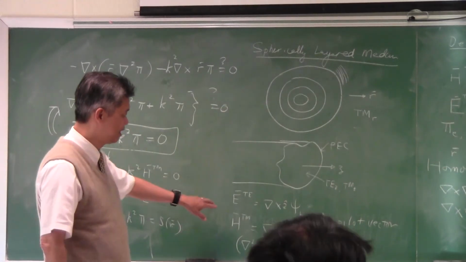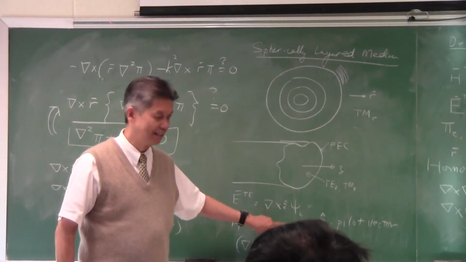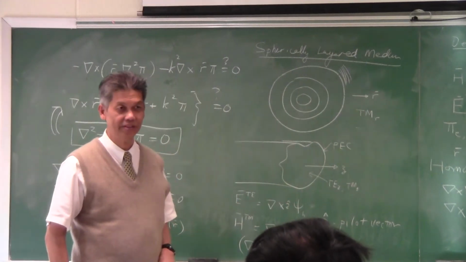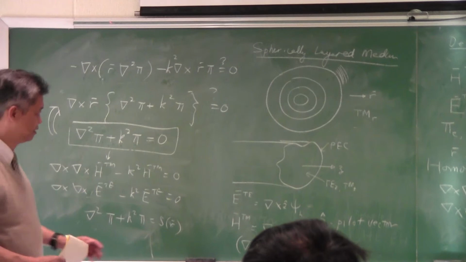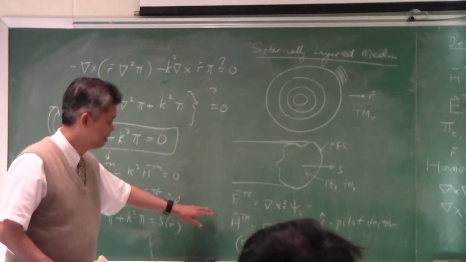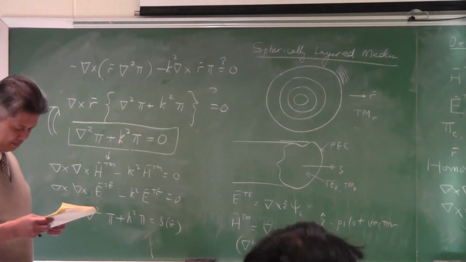Like what they did here, but the algebra is a lot simpler because this is a Z hat. It's a Cartesian coordinate system. There's a spherical coordinate system. The algebra is more complicated. And this is what you do in waveguides, generating TE and TM using this piloting vector.